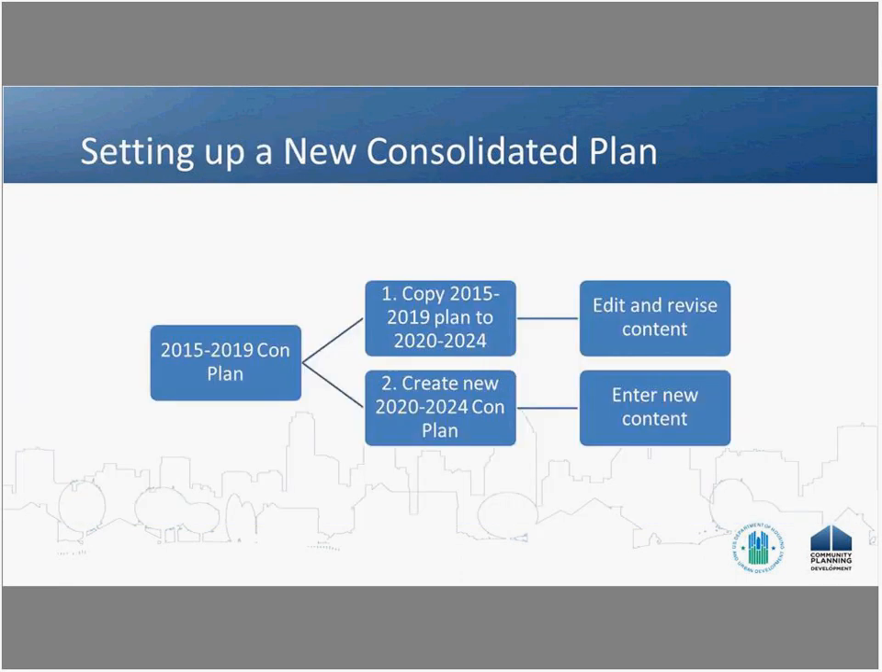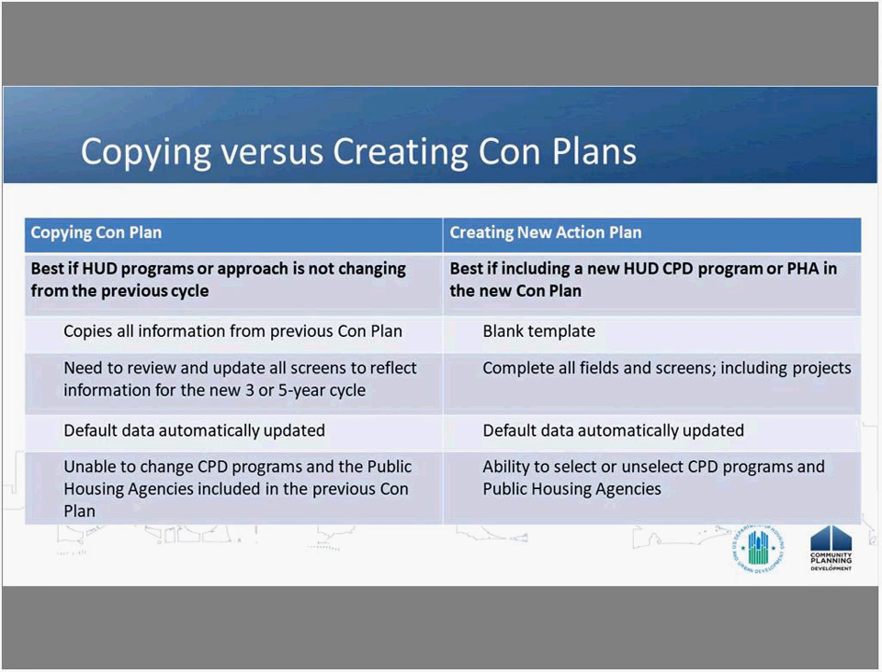There are two paths to create your next con plan. You can copy or you can create a new one. So an example here is your 2015-19 con plan. This can be any con plan period, 3 to 5 years long. And you can copy, edit, and revise, or create one and enter new content. There are some pros and cons and caveats for each of these.